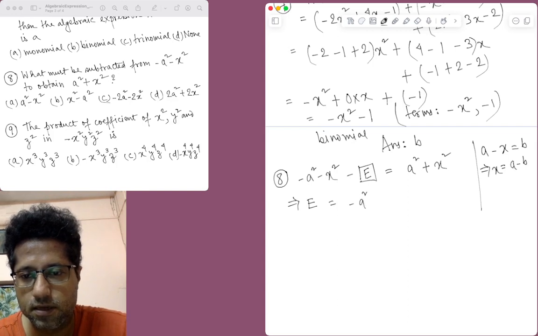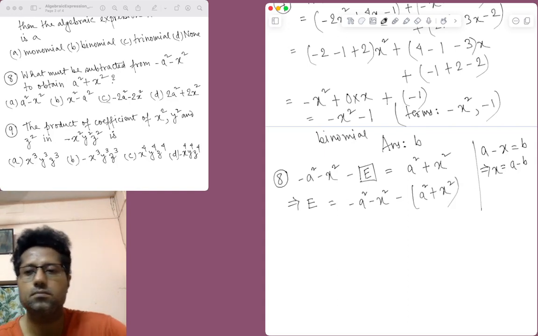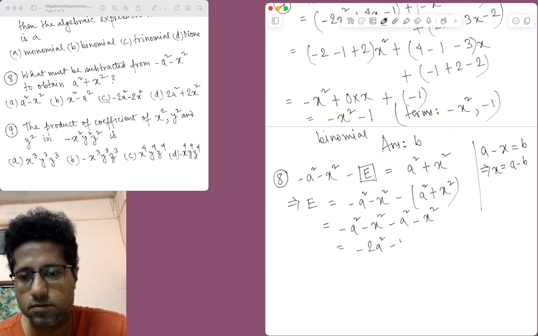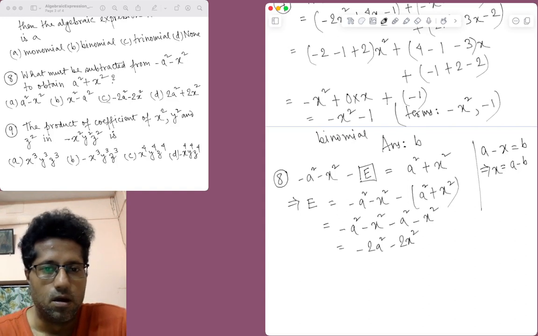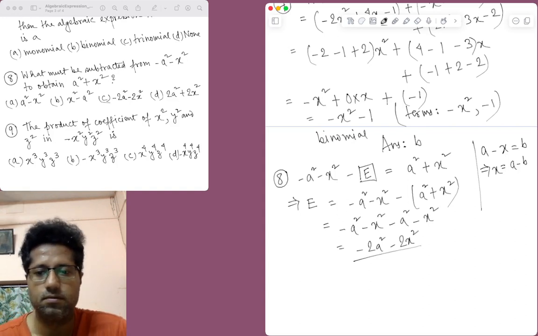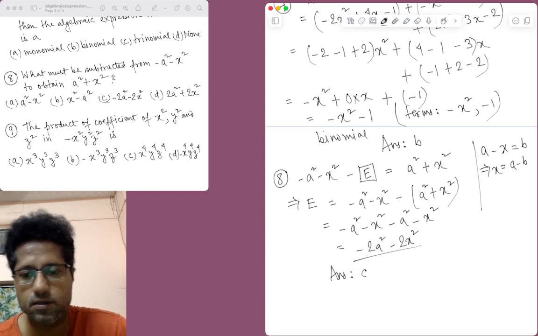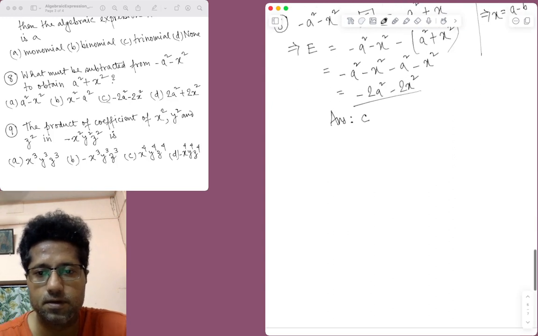minus x square minus a square minus of minus a square plus x square. Okay, now if we simplify this, this is minus a square minus x square minus a square minus x square. This is minus 2 a square minus 2 x square. So this needs to be subtracted. So the answer is choice C.